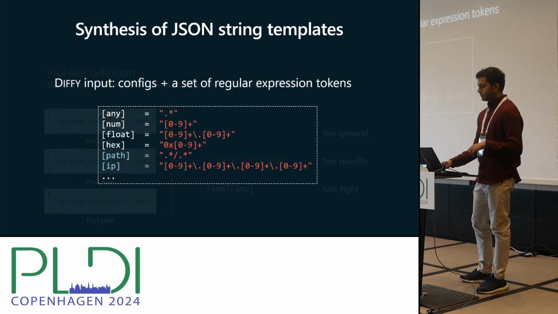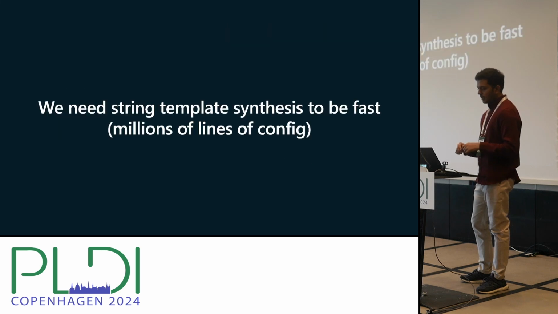We provide Diffy with a set of tokens like number and any from the previous slide, defined using regular expressions. By default, we provide Diffy tokens for objects like numbers, floating points, hex values, and more. The users can also provide custom regular expressions to express domain-specific concepts such as a file path or an IP address. But we also need the string template synthesis algorithm to be fast as we process millions of lines of config, and string template synthesis is repeatedly used as a subroutine for synthesizing higher order structures like lists and objects.